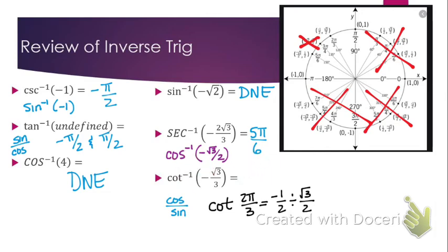So let's go ahead and finish that out. So -1/2, keep change flip. So my 2's cancel out. So I have -1 over √3. And then after you rationalize that by multiplying by the square root of 3, we get -√3 over 3. So that's why I know the answer is 2 pi over 3.